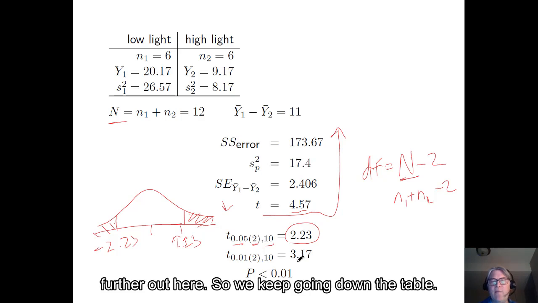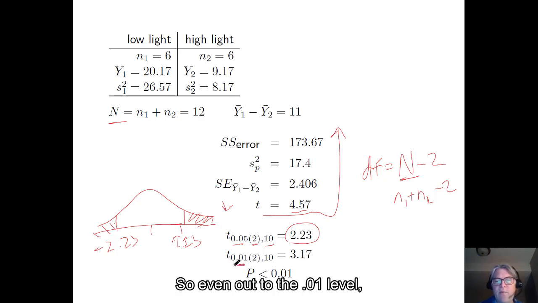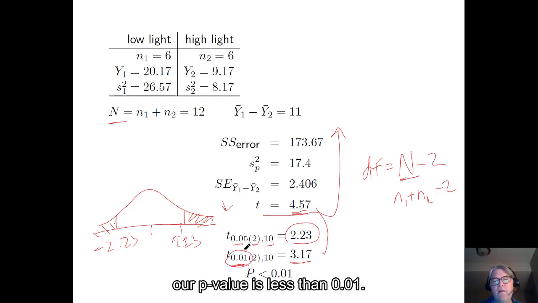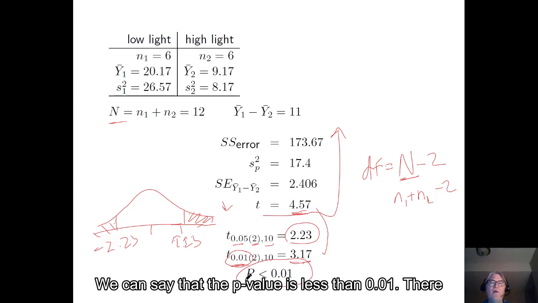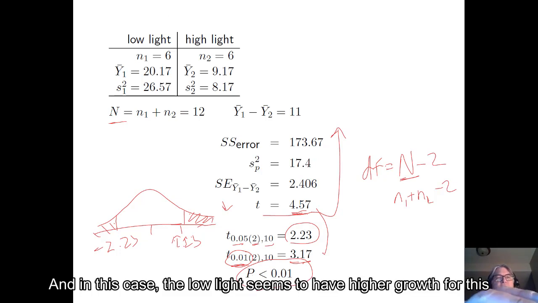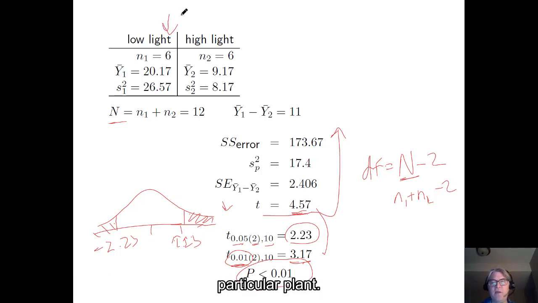So we keep going down the table. Even out to the 0.01 level, we have a critical value of 3.17. So our test statistic's even more extreme than that, which means our p-value is less than 0.01. So we can say that the p-value is less than 0.01. There seems to be a difference in these populations. We have enough samples to conclude that, or reject the null hypothesis. And in this case, the low light seems to have higher growth for this particular plant.